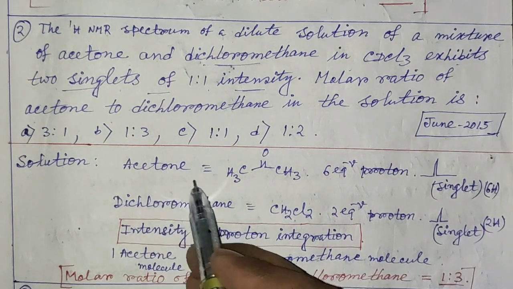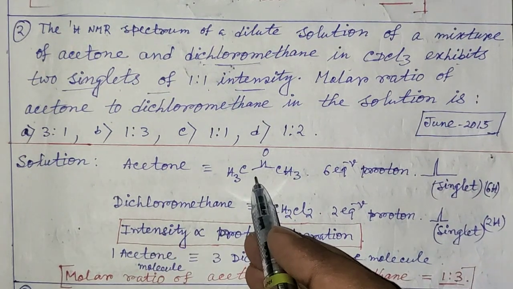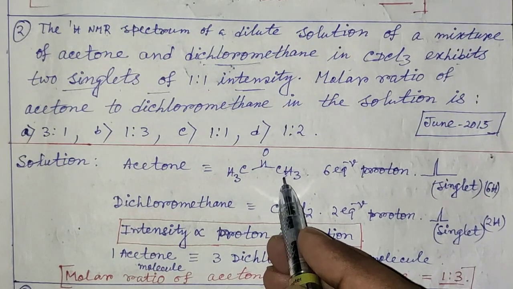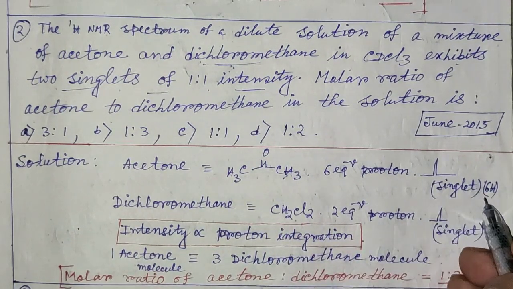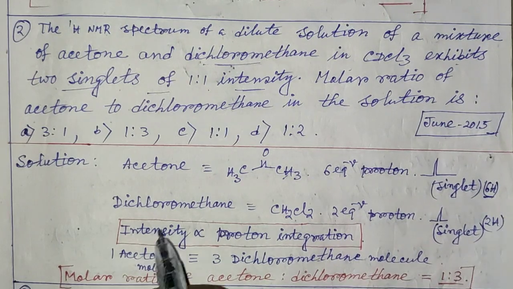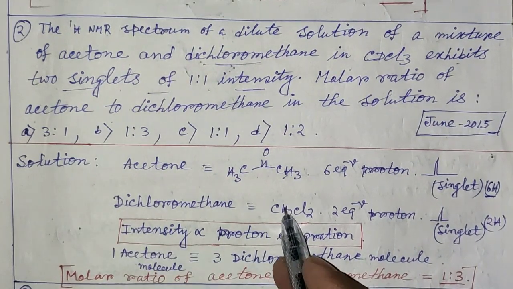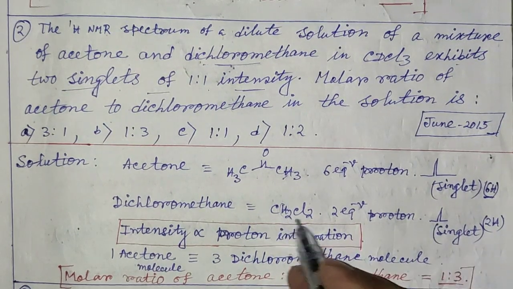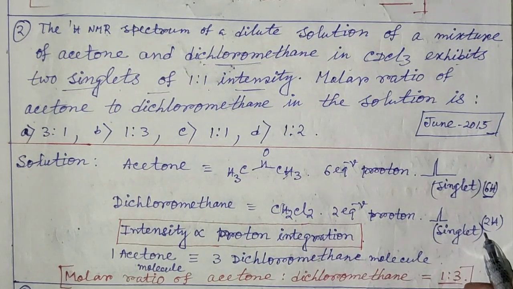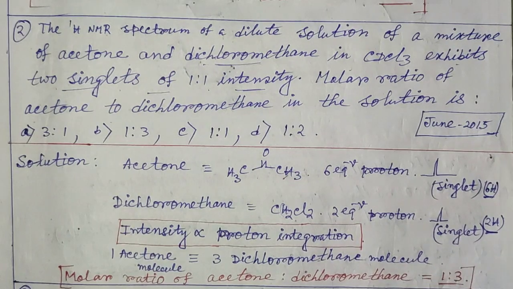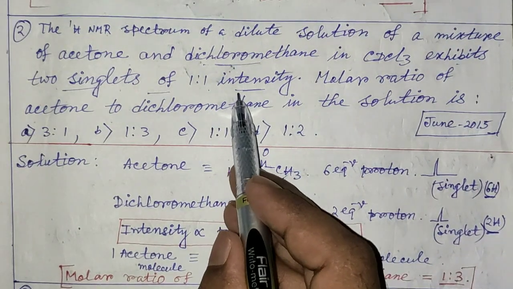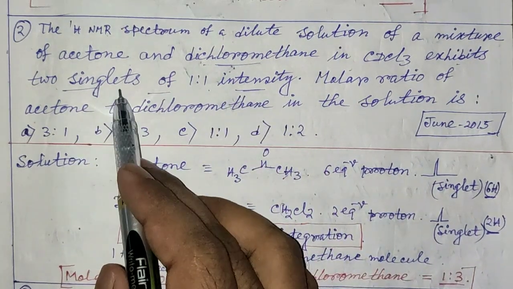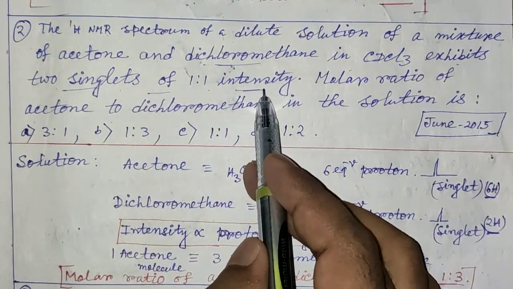Similarly, from the structure of acetone we can see that all the 6 protons are equivalent, and this will give a singlet peak corresponding to 6 hydrogen atoms. And in dichloromethane, these two protons are equivalent, and this will give a singlet peak corresponding to 2 hydrogen atoms. Here in the question it was given that the mixture will give 2 singlet peaks of equal intensity.